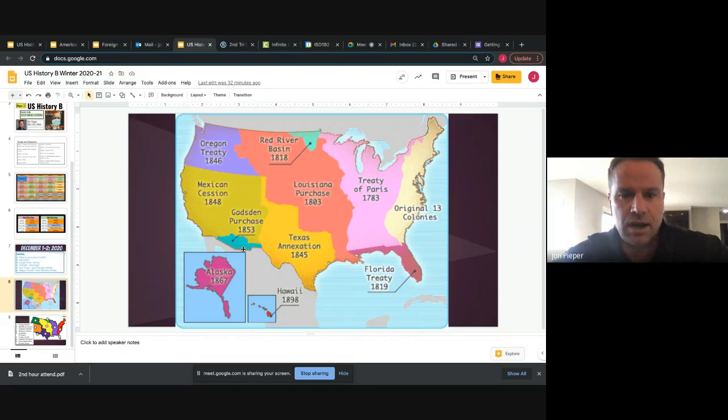But the Gadsden Purchase, 1853, had a lot to do with the Transcontinental Railroad. Okay, Red River Basin, 1818, and then the Florida Treaty might be the tougher ones for you to remember. Well, obviously not the Florida Treaty, because hopefully you know what Florida is. So you're going to have to know that when you see this part of a map, you can identify that as the Louisiana Purchase.